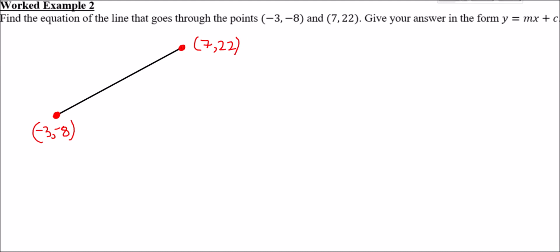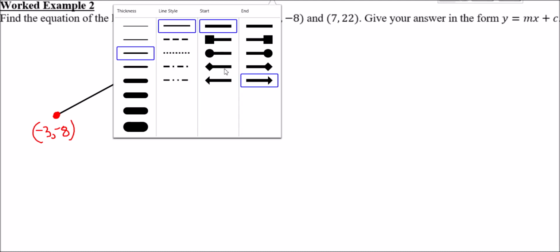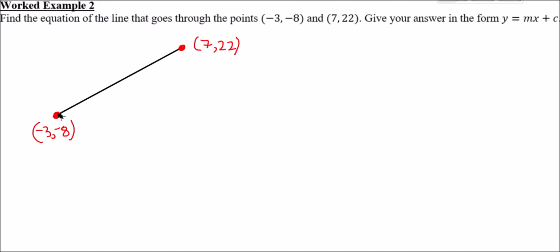then we can work out the equation of this straight line by first of all considering the distance along the x direction and the distance along the y direction. In other words, our first step, our way into solving this, is to work out the gradient of this line. So 7 minus minus 3, this distance along is 10. And 22 minus minus 8, this distance in the y direction is 30.